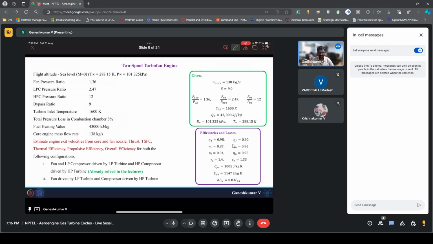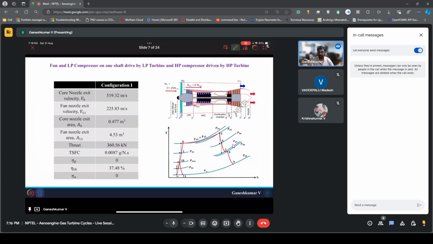Yeah, as I said, this has already been solved in the lectures. So let's go forward. This is the first configuration where the fan and low pressure compressor are driven by the LP turbine and the high pressure compressor is driven by the HP turbine. And we have the TS diagram also over here. For this, we have already solved in the lectures, and these are the velocities, thrust, TSFC, and efficiencies that we got. Now we will try to get these numbers for configuration two. That would be today's agenda. Let me go forward with it.